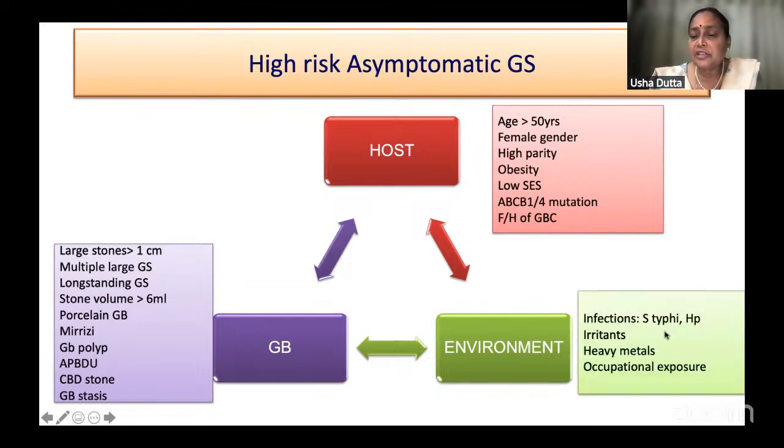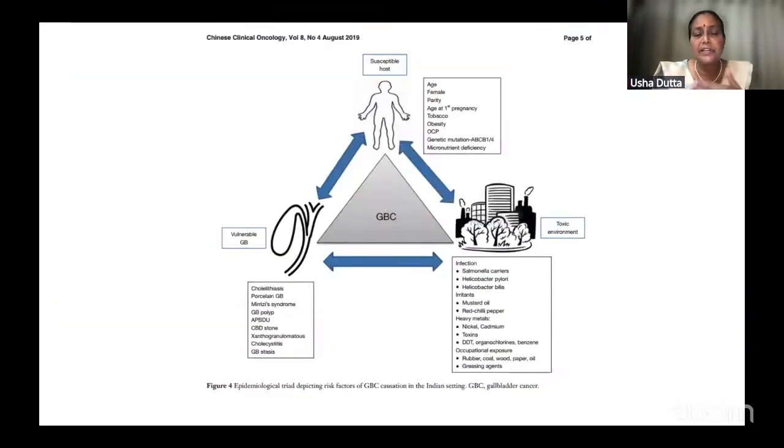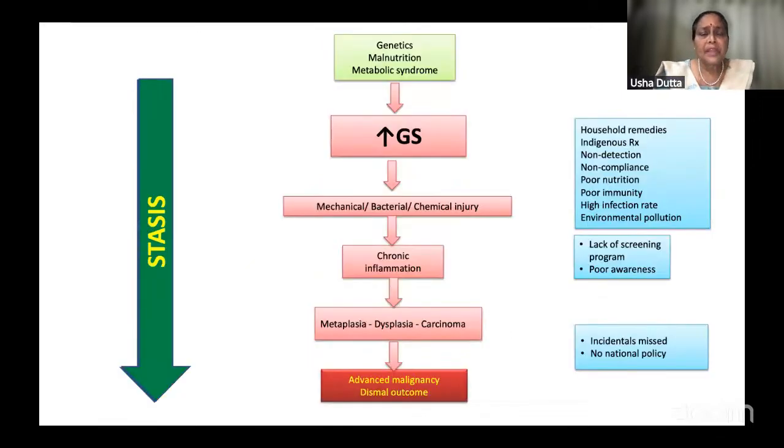And infections like S. typhi and H. pylori, irritants, and heavy metals and occupational exposure, all these also increase risk. So this we published as a part of the study, which Dr. Kapoor already alluded to. So the story is that we have gallstones, mechanical bacterial chemical injury, chronic inflammation, metaplasia, dysplasia, carcinoma, and an advanced malignancy and dismal outcome. We would like to stop the story here.